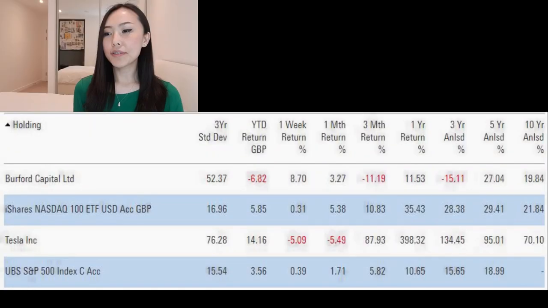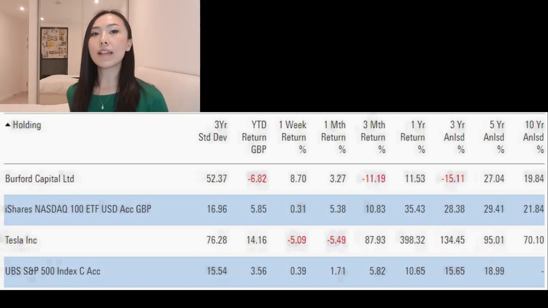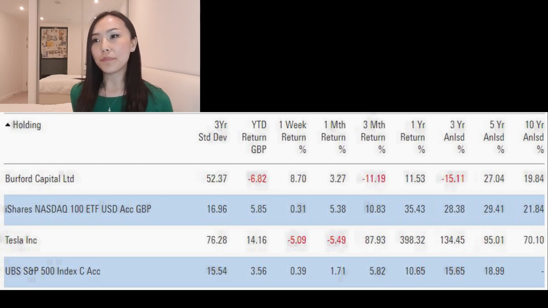So let's go back to the comparison table from before for some more demonstration. As you can see on this table, there is a column called 3-year standard deviation. Standard deviation simply refers to how much a stock's price goes up and down. So it's an indication of the volatility and therefore the risk involved in investing in an individual stock.